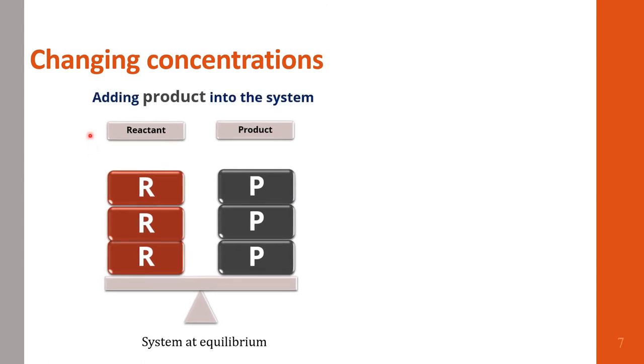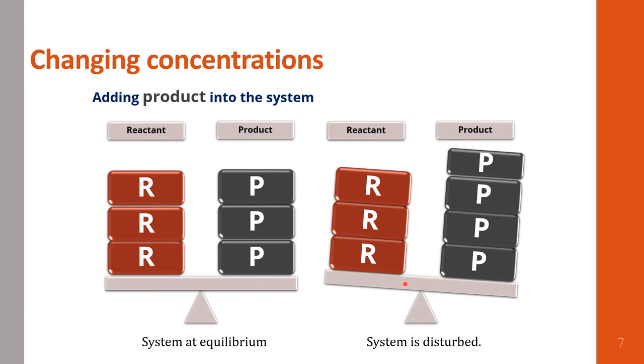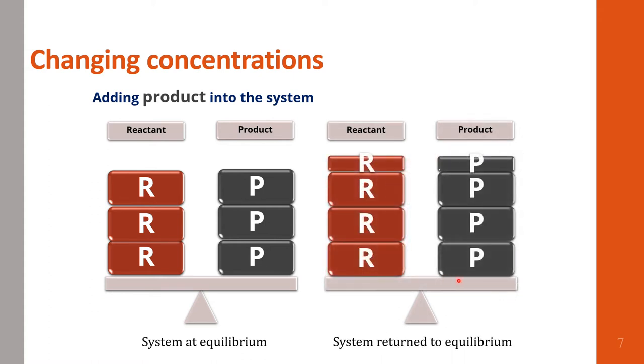Another case, if we try to add the product into the system at equilibrium, this time we will add the product on this side. What happened is that now the reaction is unbalanced and it is heavier on the product side. What do you think the system should do? The system must try to regain its balance by producing more reactant. So the direction of change would be in this direction. Once that occurs, the system will return back to its equilibrium or balance again.